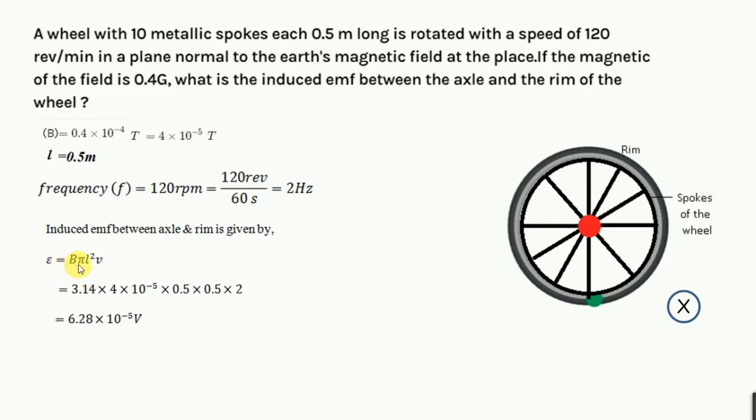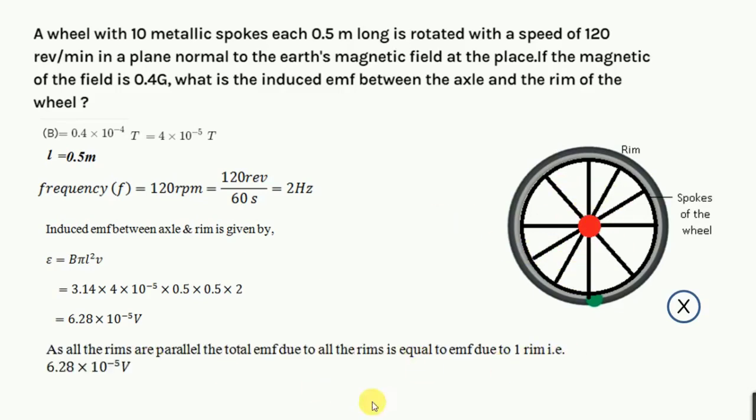So now we can easily find other things. EMF is B pi L square V. This is the expression which we have derived in our previous question. So now if you put the value, you'll get the value of EMF. Now all these spokes are connected in parallel. So all one points are connected here, all other points are connected here. So this is the parallel combination, and we know in a parallel combination the EMF due to all will be equal to the EMF due to 1. So total EMF is 6.28 into 10 to the power minus 5 volt.